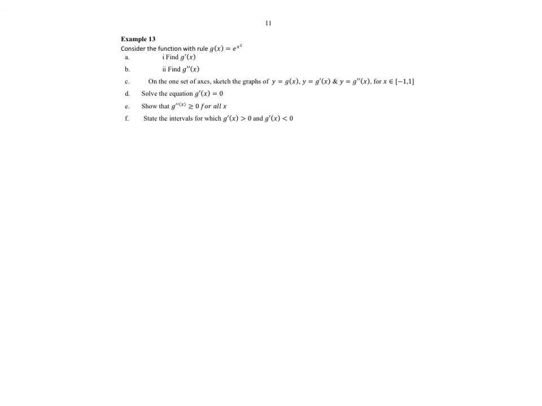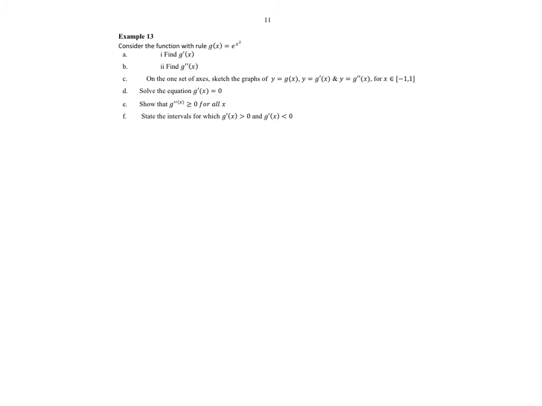One more question. Big section, this one. Consider the function with the rule. Find g dash of x, f dash of x. Okay. G dash of x is equal to, using a u substitution, e to the u, so it's going to be 2x times e to the x squared.